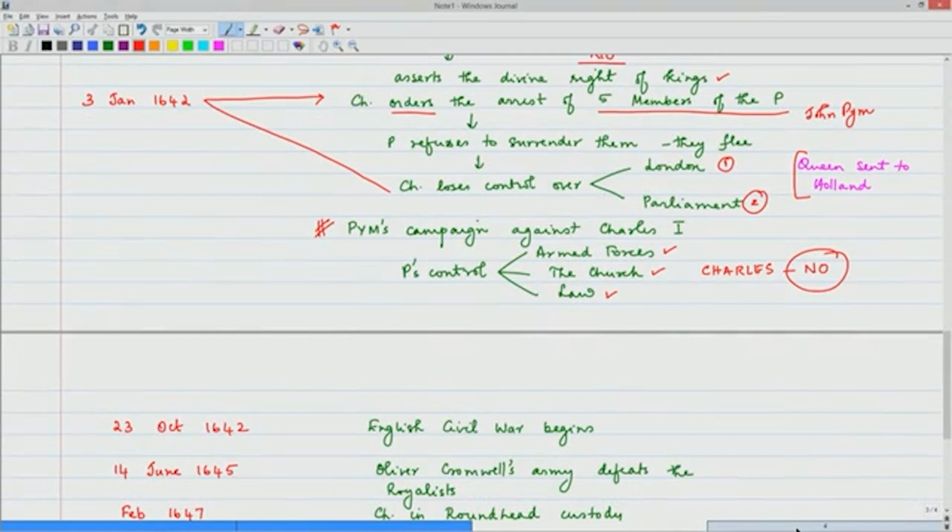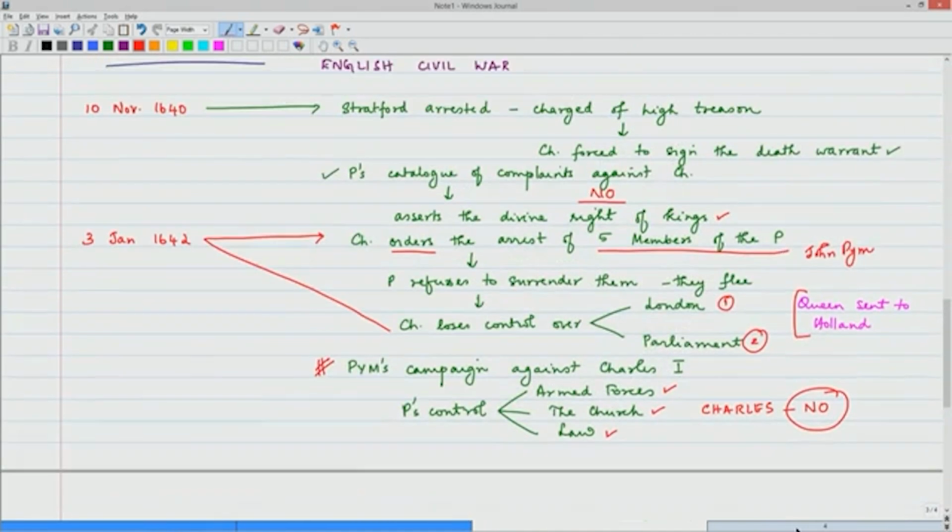And Charles does not seem to get any of these clues, and he just marches on. He does not seem to agree to any of the terms that they put up. And at this point, we find that John Pym enlists an army, and Charles also enlists another army. With this, we find the English Civil War breaking out.